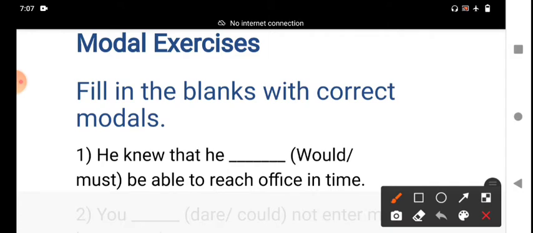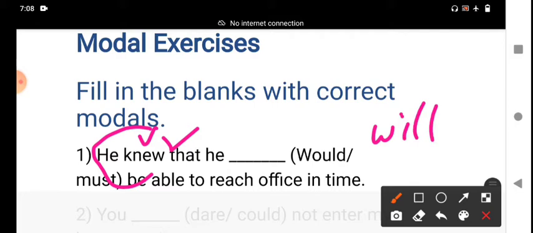Here the correct answer, the appropriate modal verb is here. He knew is a third person singular, past tense. This main clause is in the past tense. The subordinate clause, in sequence of tense, must be in the past tense. That's why, what is the past tense of will? Would. We should select would. Would is the correct answer, my dear students.